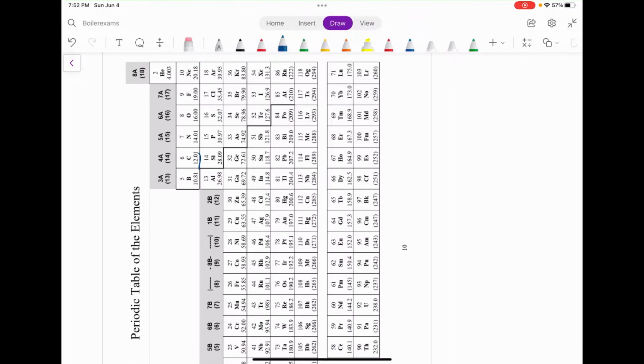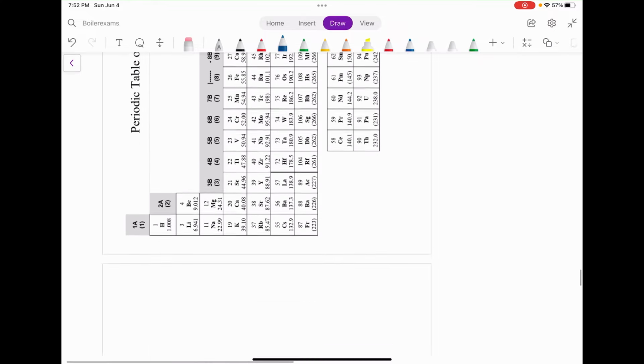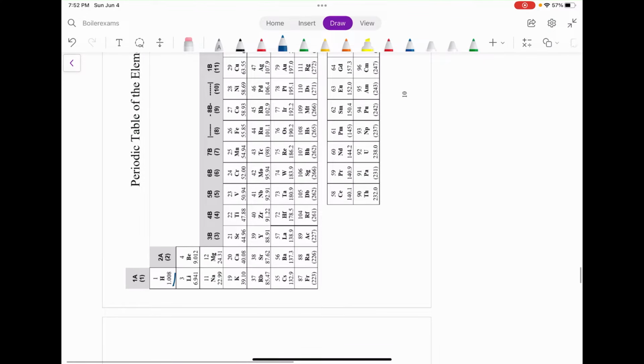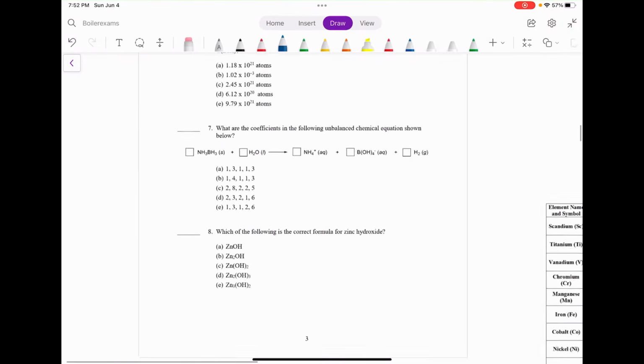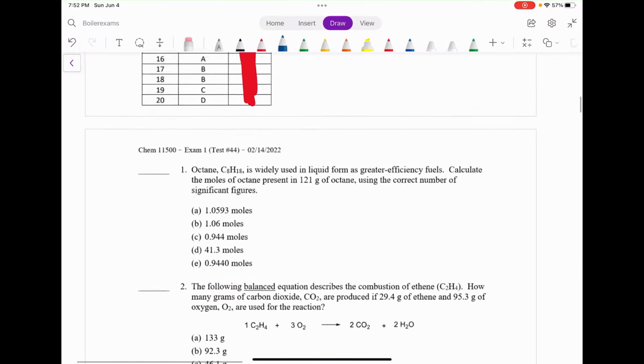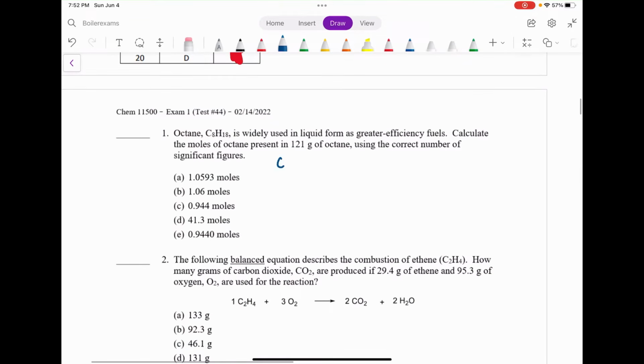Carbon has an AMU of 12.01, and hydrogen is 1.008. It's sideways, sorry. Okay, let's go back up here. So carbon's 12.01, and then hydrogen is 1.008. And in an octane molecule, we have 8 carbon atoms and then 18 hydrogen. So we can, where's my calculator? Here we go.